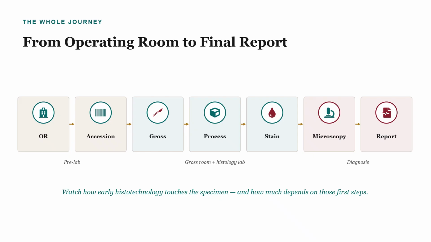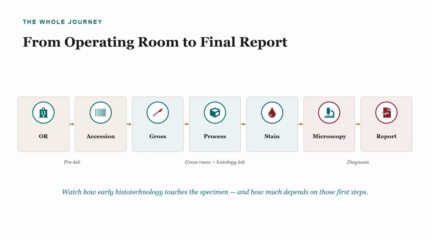Here is the whole journey on a single slide, and we'll walk through it in groups. A specimen starts in the operating room, is accessioned into the lab, undergoes gross examination, then processing, embedding, sectioning, staining, and finally, microscopic examination that produces the report. I've shaded it into 3 zones: the pre-lab steps, the gross room and histology lab in the middle, which is histotechnology's territory, right? And the diagnosis at the end.